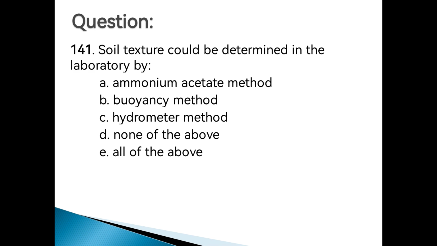141. Soil texture could be determined in the laboratory by A. Ammonium acetate method, B. Buoyancy method, C. Hydrometer method, D. None of the above, E. All of the above. The correct answer is C. Hydrometer method.